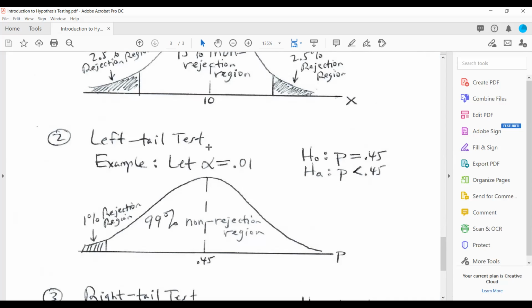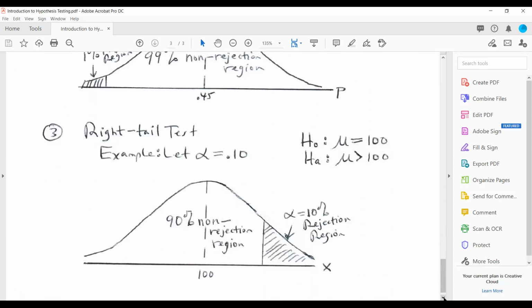We take our entire alpha that's stated in the problem and we put that whole area in the left tail. We make that the rejection region. It's only one rejection region. And we make the rest of the area underneath the bell-shaped curve to be non-rejection. So if the sample proportion in this case is significantly less than 0.45, to the point where it's in this rejection region here, we're going to reject the null hypothesis, saying that for the true population proportion there's enough evidence to say that it's less than 0.45 and not 0.45. Because it's highly unlikely that you would get that sample statistic if 0.45 is actually true.